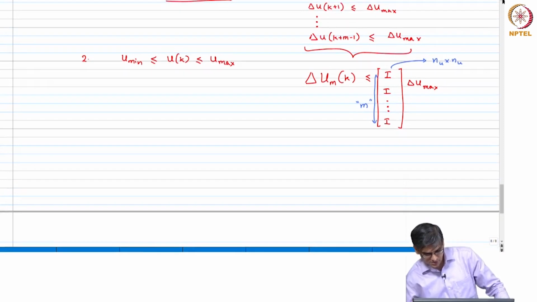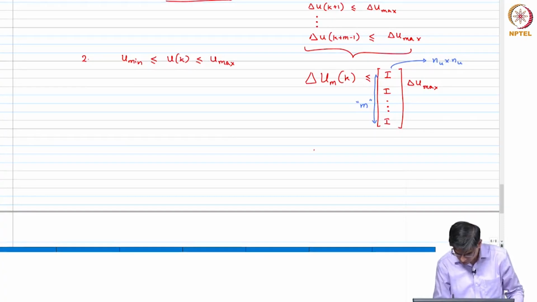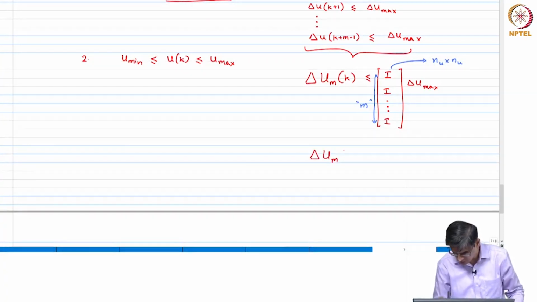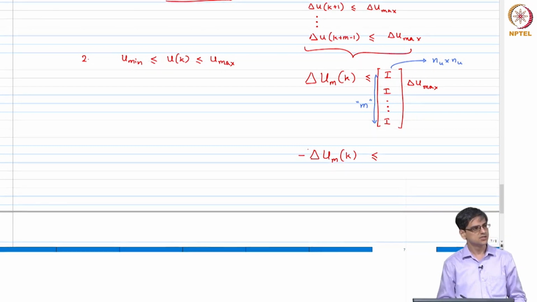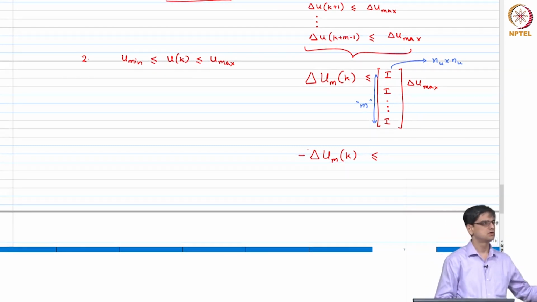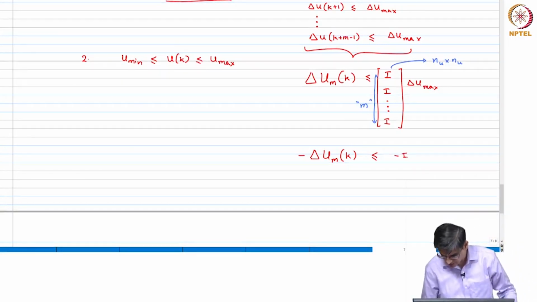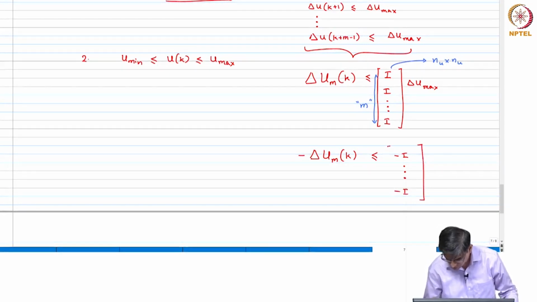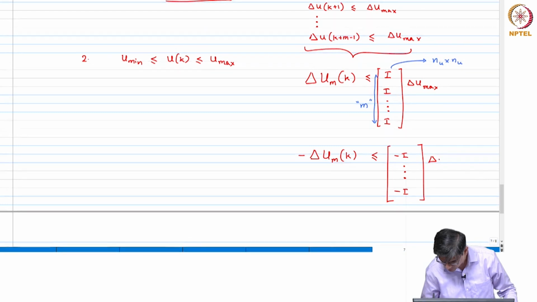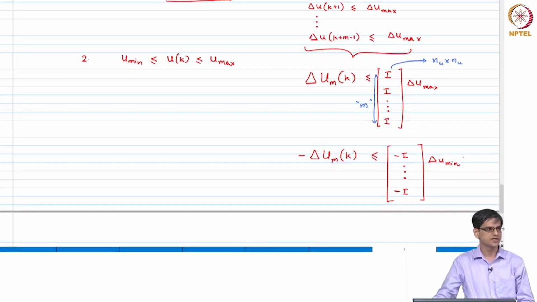In the similar manner, you can write delta u k plus m minus 1, negative of that, less than or equal to delta u min, negative of that, right. So, minus I. So, these are your rate constraints.